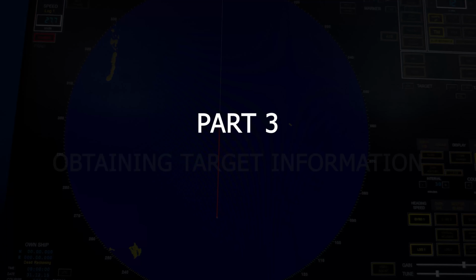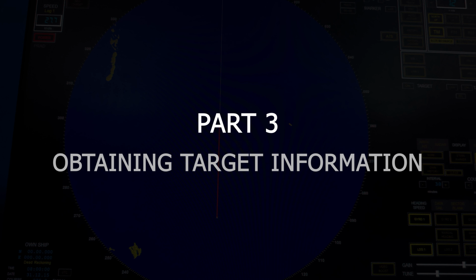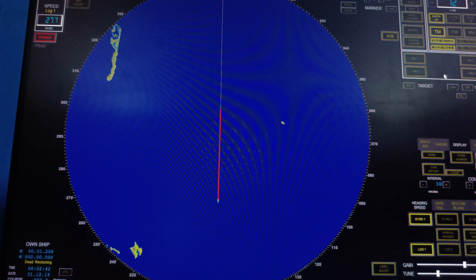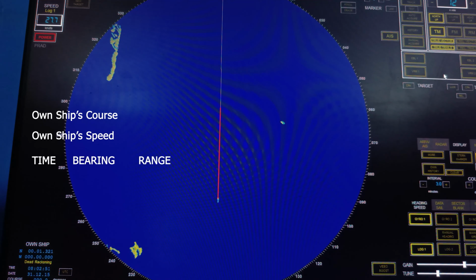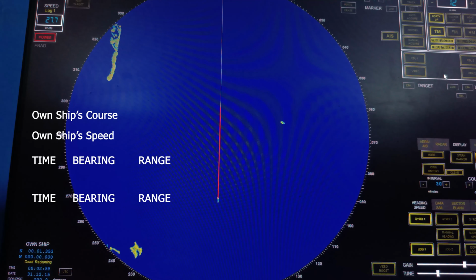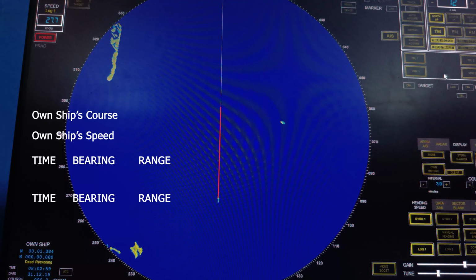Part 3. Obtaining target information. Before plotting, you need the following information: own ship's course, own ship's speed, first observation time, bearing and range, second observation time, bearing and range. This information can be obtained from the radar.